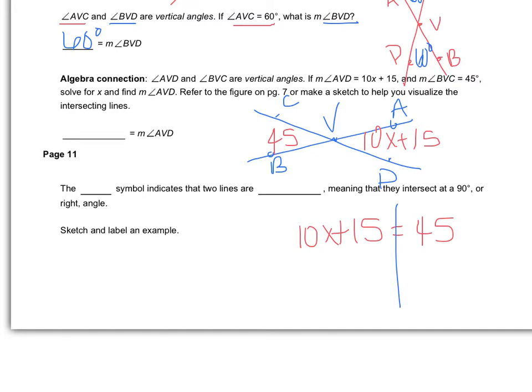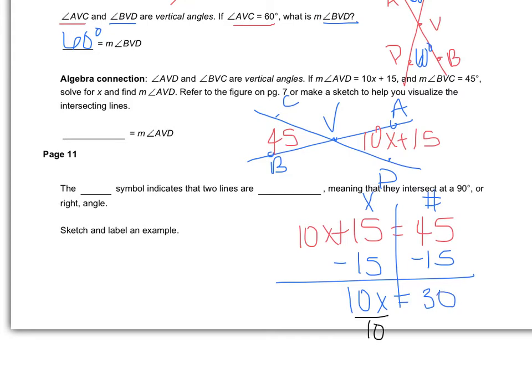And I can solve. So I need x's on one side and numbers on the other. I'm going to subtract 15 from both sides. I get 10x equals 30. And then I'm going to divide both sides by 10. And x equals 3. So that would be the answer for x.